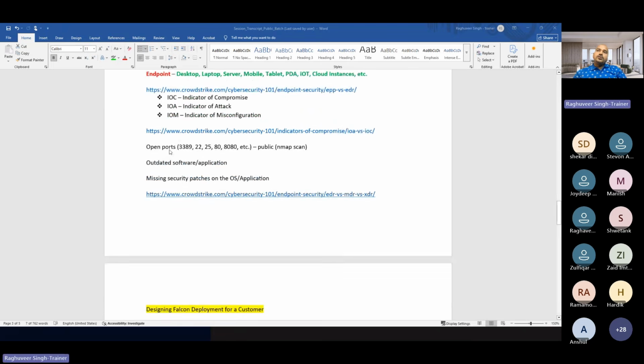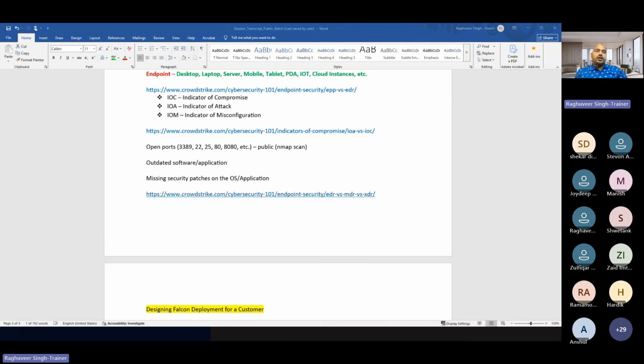Now, these indicators, for example, open ports: port 3389 RDP, port 22 SSH, port 25 SMTP, port 80 HTTP, port 8080 we use for Linux Nginx. So these are certain common ports which are known to everyone. And if these ports are accessible, then your device or your service has the potential to get compromised. And as I said, there are threat actors which are constantly working as we speak.